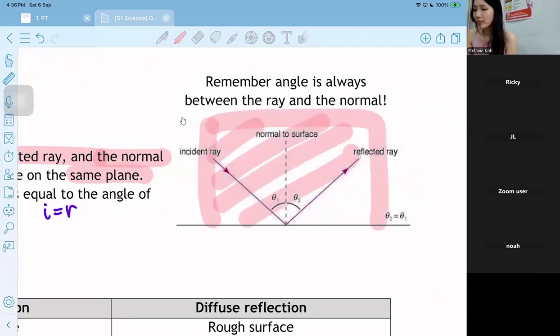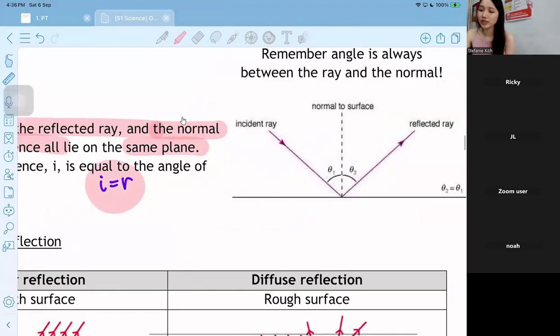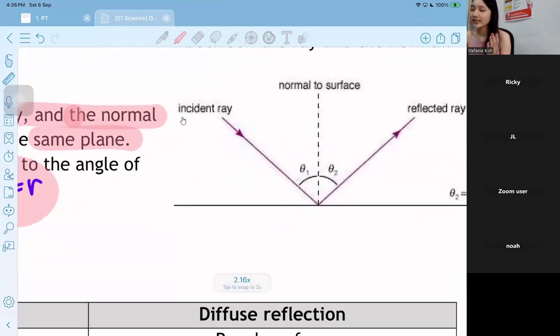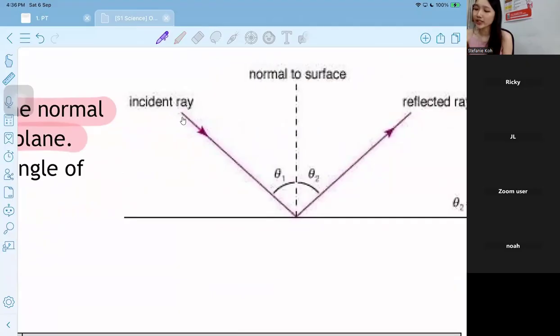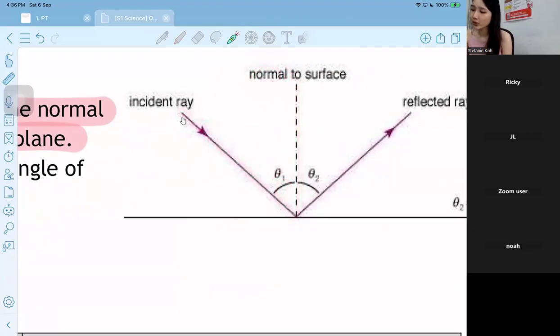They all lie on the whiteboard. That is the plane. Anyway, not important. The most important thing is you must know I equals R. Where is the I? It's always with respect to the normal. The angle between the ray and the normal, that is I. It is not with the mirror. You understand? Not with the mirror. I want the angle between the rays and the normal. That's why they draw the normal out for you. And if the question didn't draw the normal, you must draw your own normal.